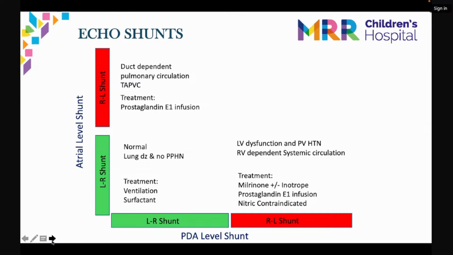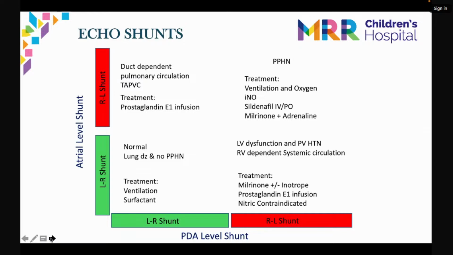If you have a duct-dependent pulmonary circulation like a TAPVC, in this condition, your atrial level shunt will be purely right to left. And in this case, your PGE1 will work. You might start PGE1 and get a cardiac opinion. And in the condition where you have a right to left or predominantly bidirectional shunt, that is mostly suggestive of PPHN. So the treatment will be your supportive measures: less light, less sound, sedation.